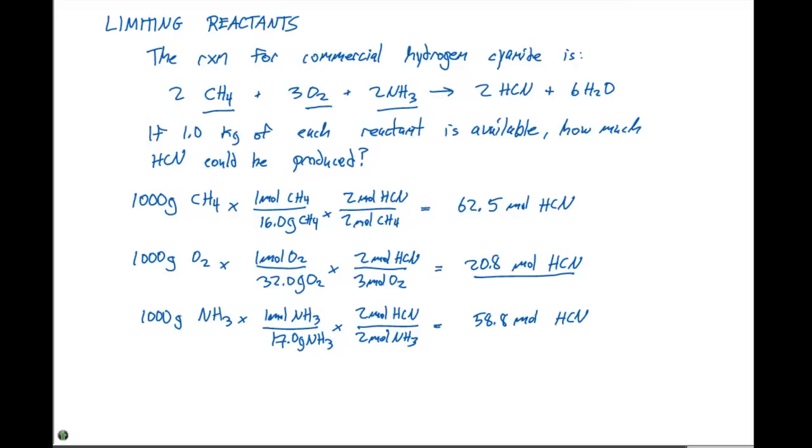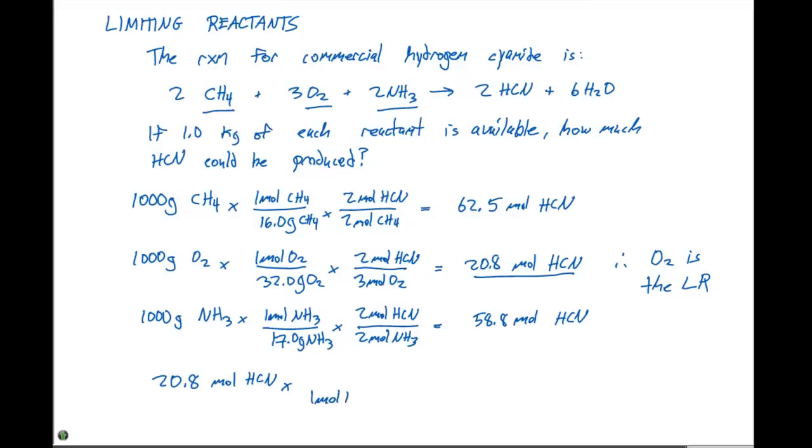So the species that's going to determine how much HCN is produced is going to be the oxygen. Okay, so we can say therefore O2 is the limiting reactant, because that's going to dictate how much HCN can be produced. So we've already calculated the moles of HCN produced from 1,000 grams of oxygen. So now we just need to convert this over to grams, because 20.8 moles of HCN will be produced.